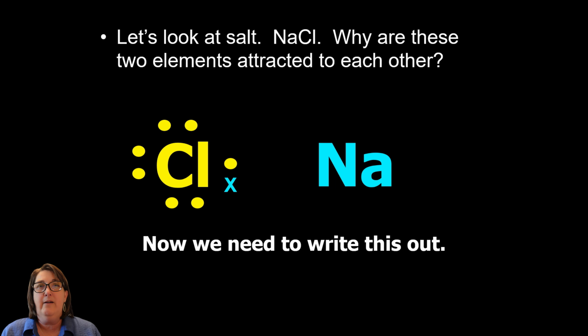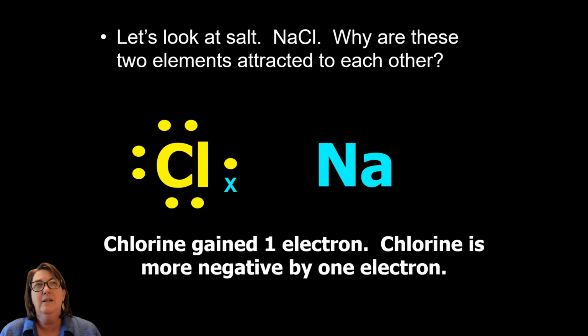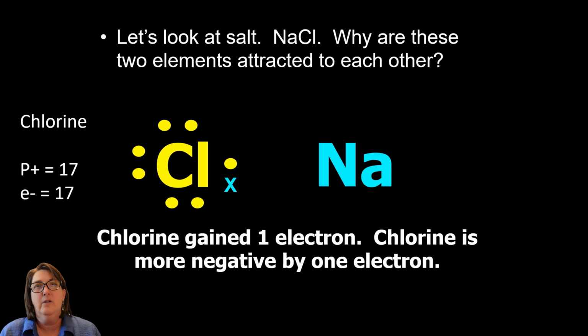Now we have to write it out. So we write it out by showing the oxidation number or the ionic number. So did chlorine gain or lose electrons? And this is where a lot of people get kind of confused. They don't understand if it's gaining, if it's losing, positive, negative. So the best way to do it is to write it out.